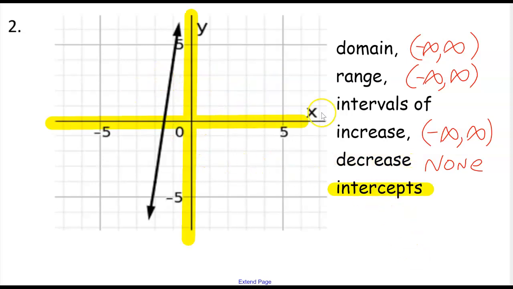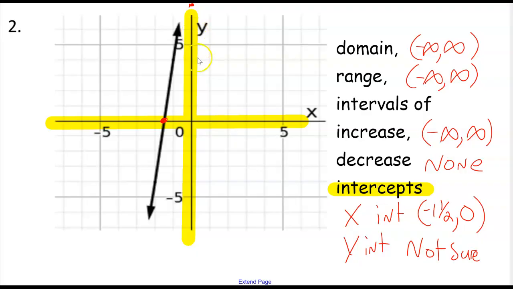Intercepts. Does it cross the x and y axis? It does cross the x-axis here. So the x-intercept is at negative 1.5 and 0. You could tell it's going to cross the y-axis as well, but I'm not sure where that's going to be at, so I just put not sure.